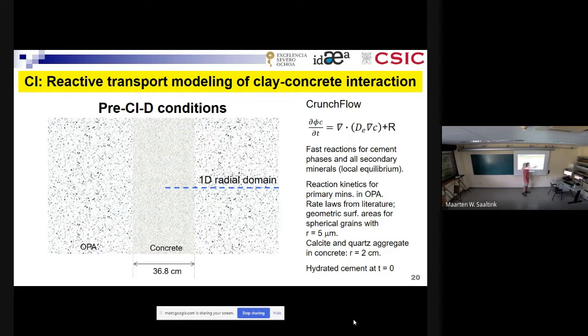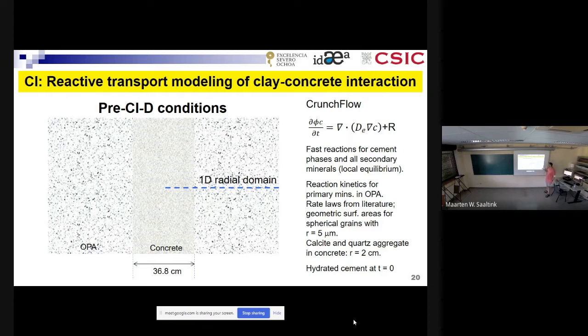And as for the concept of the experiment, we have again a reaction for all the cement phases and for all the secondary minerals, alteration minerals. Fast kinetics are assumed, so local equilibrium. But reaction kinetics are taken into account for the primary minerals in the Opalinus Clay, and also for the aggregate in the concrete, calcite, sand and gravel. We use reaction rate laws from the literature and geometric surface areas calculated according to the grain size.